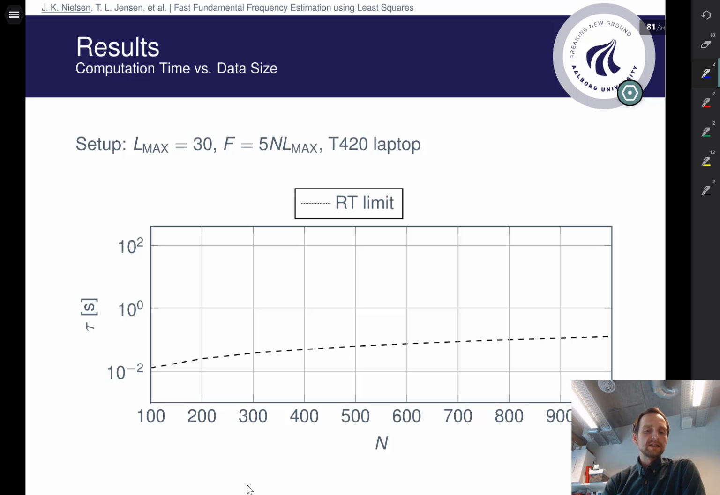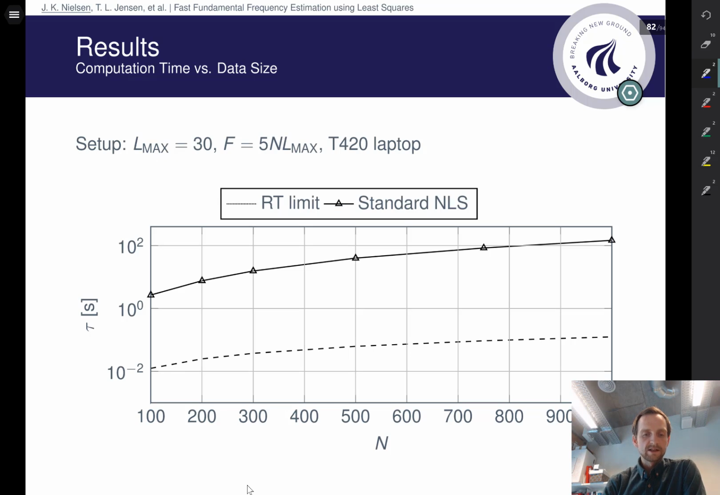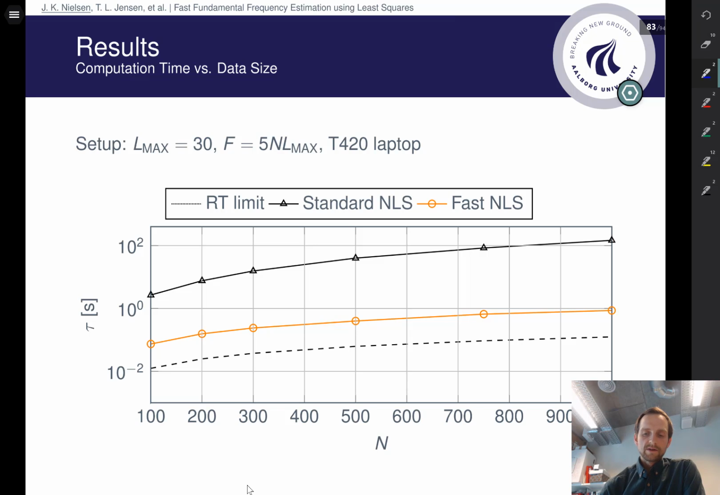Yeah, and here is a similar simulation, but instead of changing the model order, we now change the data length, and we have set the maximum candidate model order to 30, but otherwise the simulation setup is the same. And again, the dashed line here is the real-time limit. You can again see that the standard NLS is far from running in real time.